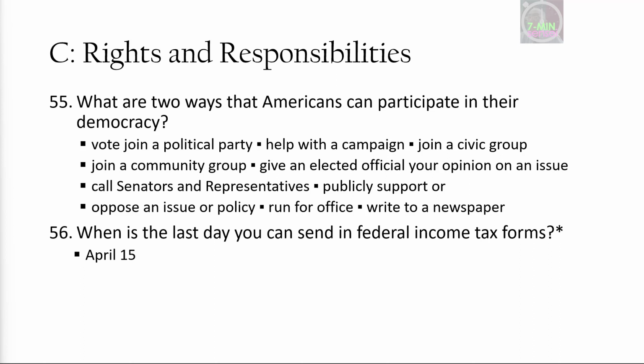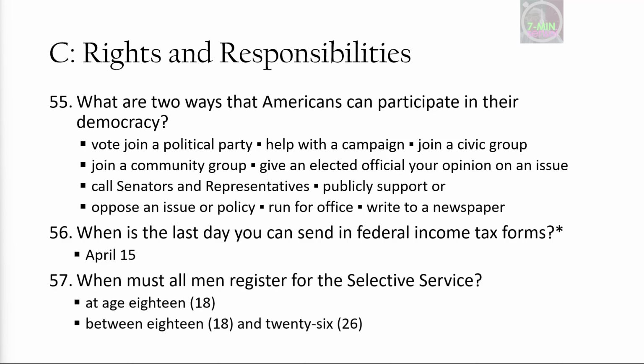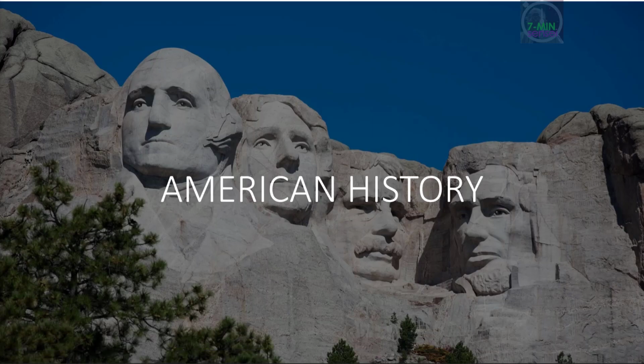When is the last day you can send in federal income tax forms? April 15. When must all men register for the Selective Service? At age 18. Between 18 and 26.